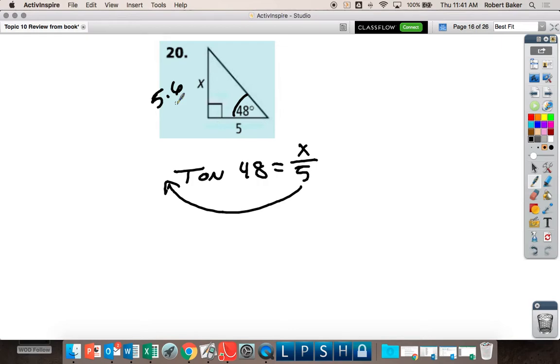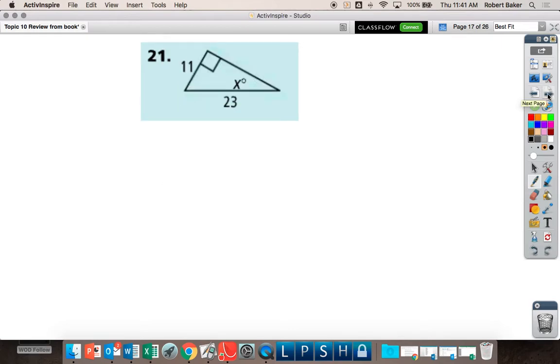Let's try 21. Josh. You see X, right? You see it there? So you have to know what 11 and 23 are. Sometimes it's easier to say opposite, adjacent, hypotenuse. So you have an opposite and hypotenuse that should tell you what function to use. Sine. Sine is opposite over hypotenuse, or some old hippie. Solving for x, you're solving for an angle. What kind of sine are you going to use?